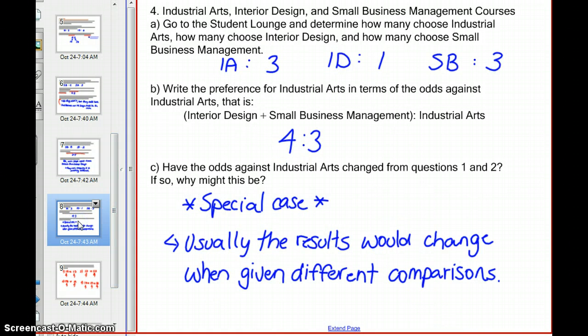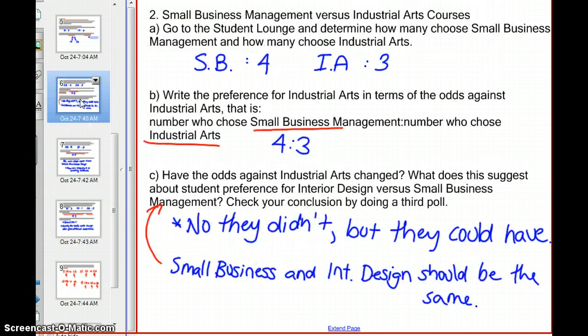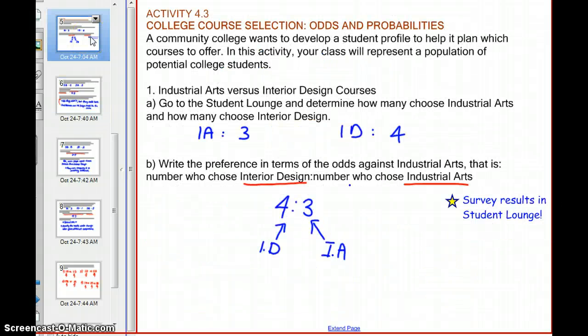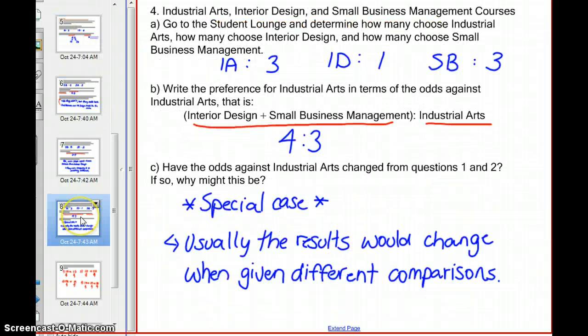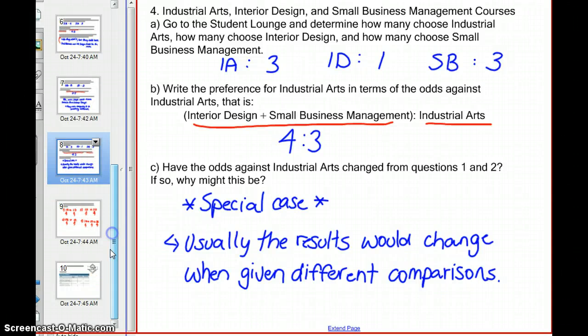Now we're going to compare all 3. So IA is 3, interior design is 1, small business is 3. So if we add up interior design and small business to compare it to the IA, we get 4 to 3. Now, again, this is the same as some of these other ones that we've looked at. 4 to 3 there also. But this is actually a special case. Usually the results would change when given different comparisons. Just with the answers you guys gave, they actually didn't.